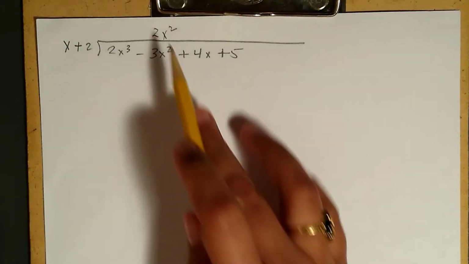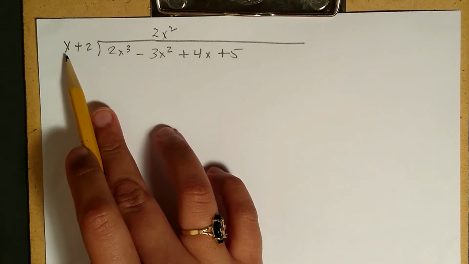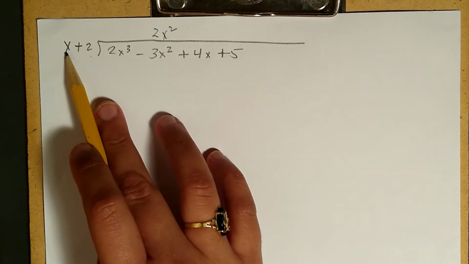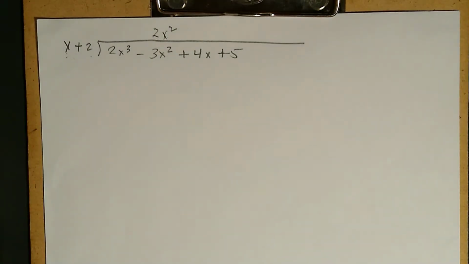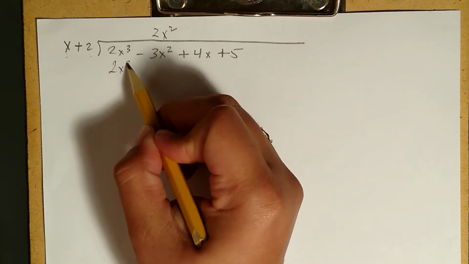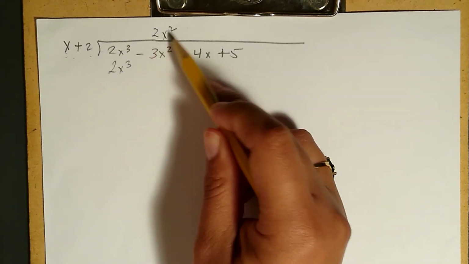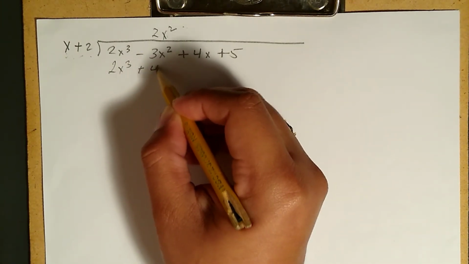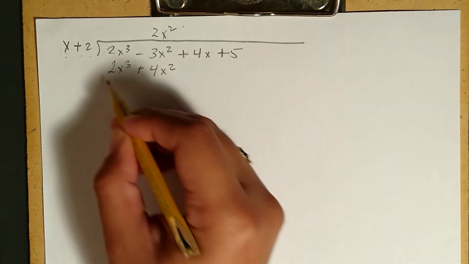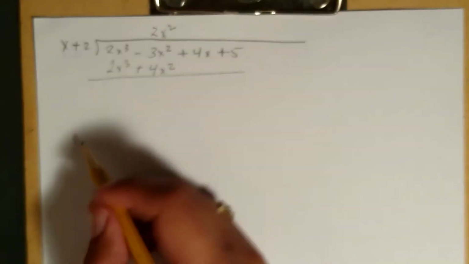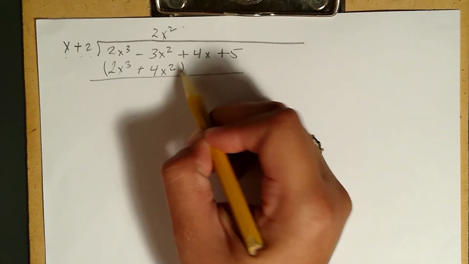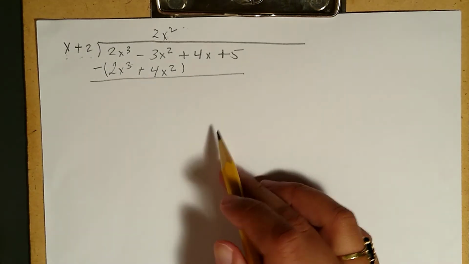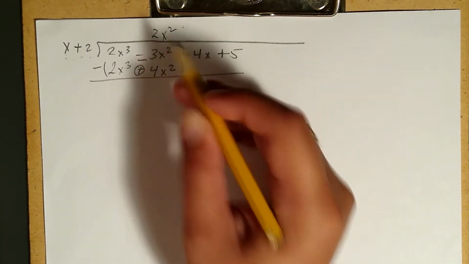Okay, and then we use the 2x squared and multiply it by the variable and then by the number. So 2x squared times x will give you 2x cubed, and then 2x squared times 2 will give you 4x squared. So we are subtracting the brackets. This turns into negative 2x cubed.